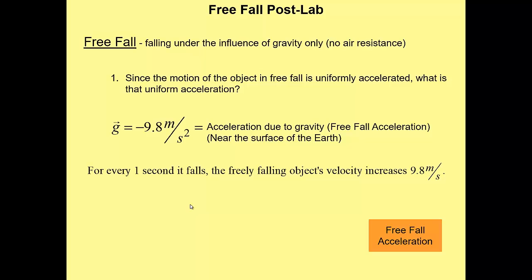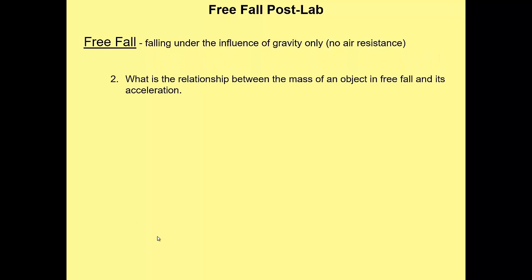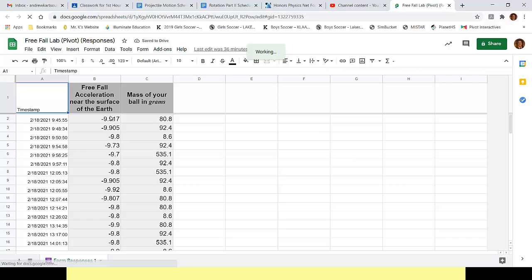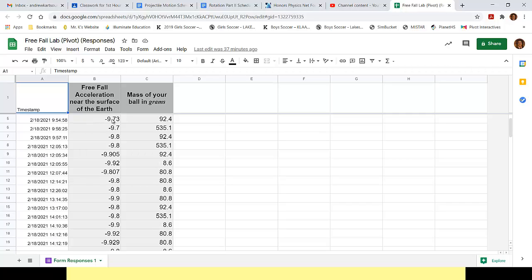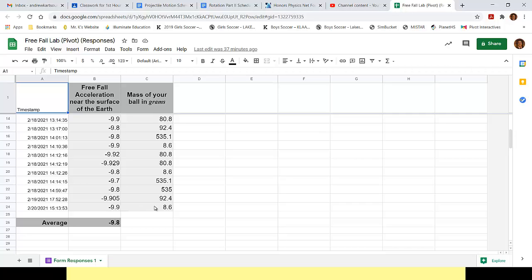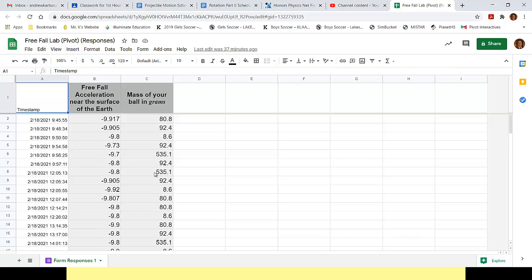So negative. Now, the other thing we could do in the lab was compare different mass balls to see what effect that had on this. So again, let's go back and look at our data. And let's this time compare the free fall accelerations near the surface of the Earth to the masses. Now, you'll notice again, these are pretty much the same thing every time. But look at the masses. The masses went anywhere from a low of 8.6 to a high of 535.1 grams.